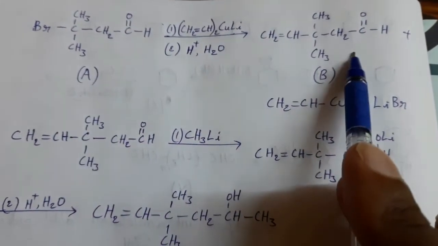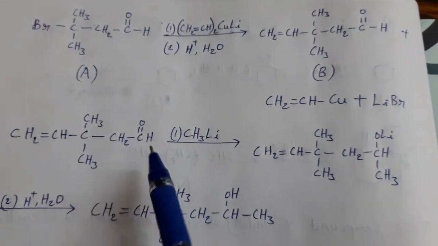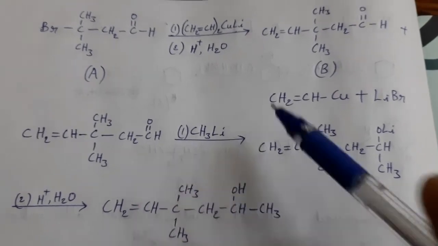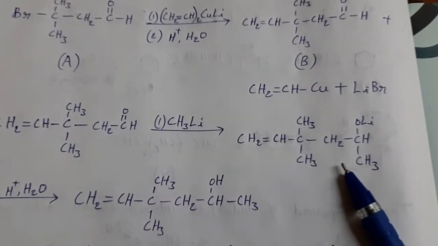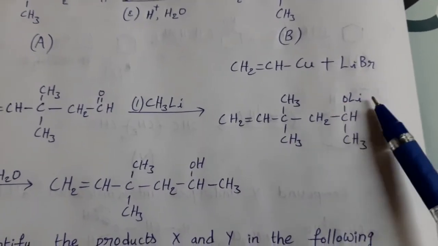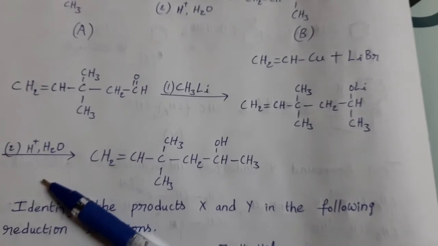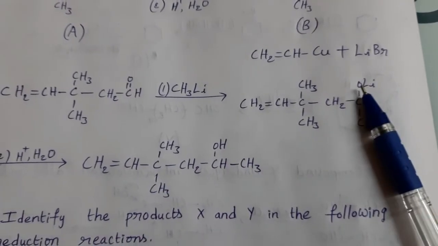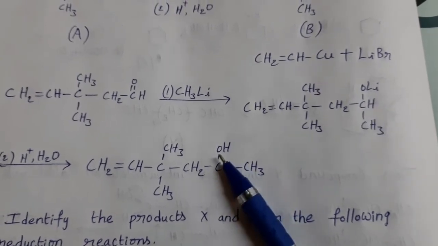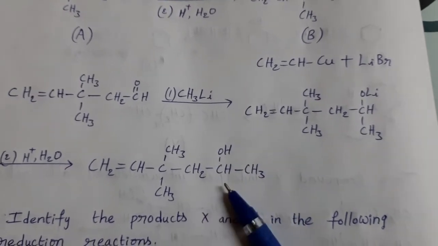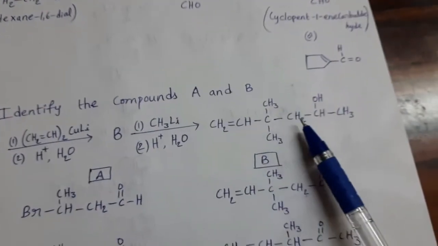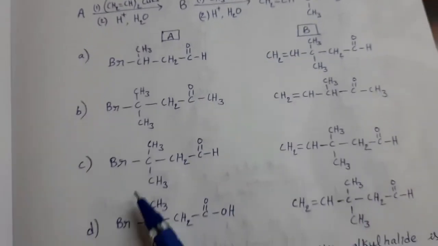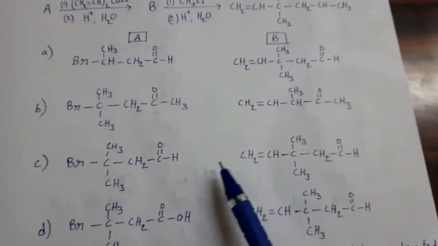When this compound B is treated with CH3Li, methyl lithium, we can get this compound. C double bond O becomes C-OLi. This compound on hydrolysis in the presence of acid gives CHOH. This OLi bond is cleaved and converted to OH. So this is the final product already given in the question. So option C is the suitable answer for this question.